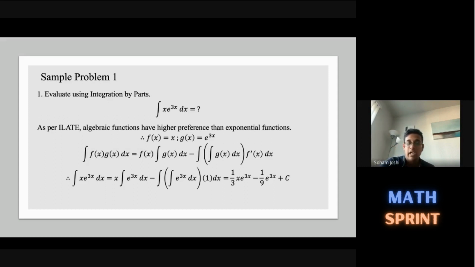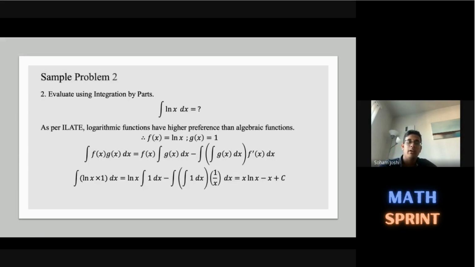Now take a look. Remember, you need to evaluate the integral inside the integral first. So look at where I'm indicating with my mouse right now. Over here. Evaluate this integral and then multiply that integral with the derivative of x with respect to x, which is just 1. Then the final answer we get is 1/3 x e to the power of 3x minus 1/9 e to the power of 3x plus c.